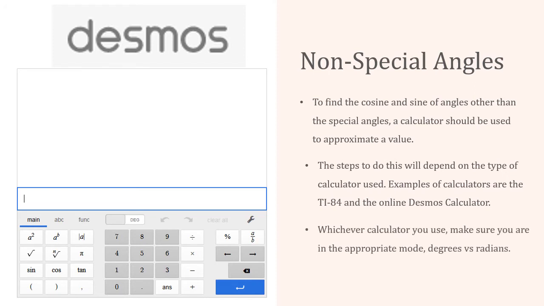Whichever calculator you decide to use, you have to make sure that you're in the appropriate mode. You can see on this Desmos screen that if I were to type something in right now, that answer would only be in degrees. So for example, if I wanted to know, say, the cosine of pi over 4, and I typed this in, I'm going to have to switch that mode to radians, and I'll show you how to do that here in just a second.